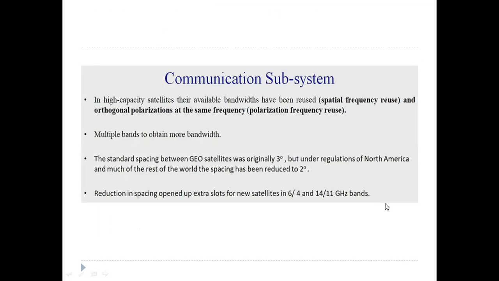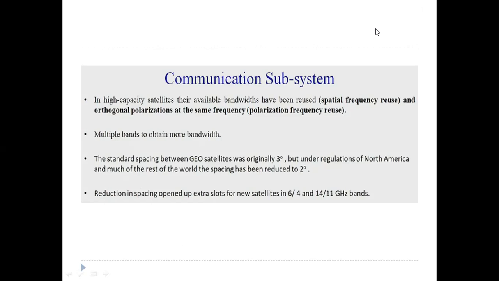Large GEO satellites also use both the 6 by 4 GHz and 14 by 11 GHz bands to obtain more bandwidth. For example, some GEO satellites have achieved an effective bandwidth of 2250 MHz within the 500 MHz band at 6 by 4 GHz and a 250 MHz band at 14 by 11 GHz by a combination of spatial and polarization frequency reuse. Later generations of Intelsat satellites have achieved up to sevenfold reuse of their frequency bands.